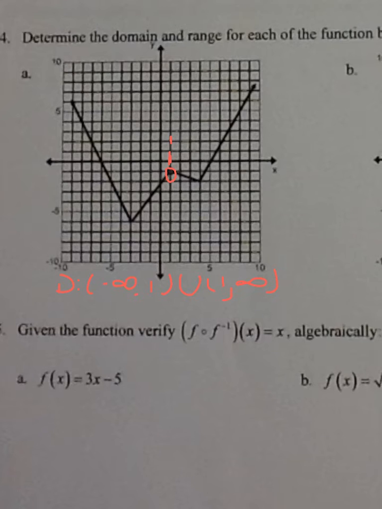All right, now the range. The range is how far down it goes. It's going down to this number here, which is negative 6. So it's from negative 6, including negative 6, so it's bracket. Now it keeps going up. All these y values are being used, even here at negative 1, because you have this y value and this y value being used. And then it just keeps going up and up and up. So it's from negative 6 to infinity.